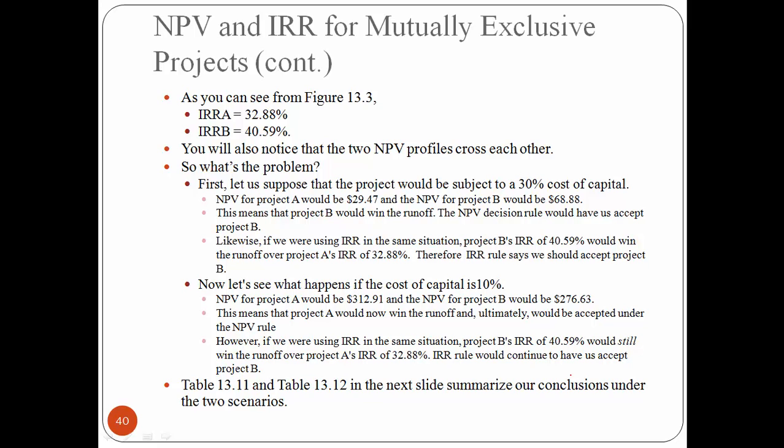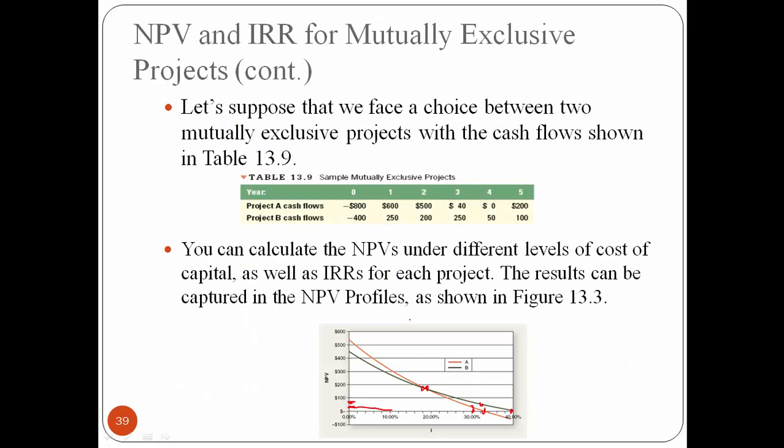If we use IRR in the same situation, project B's IRR is 40.59% and project A's IRR is 32.88%, so no doubt project B has a higher IRR. So according to the IRR rule, we also accept project B. Now let's see what happens if the cost of capital is only 10%. What if the company can actually manage to raise capital in a not so expensive way?